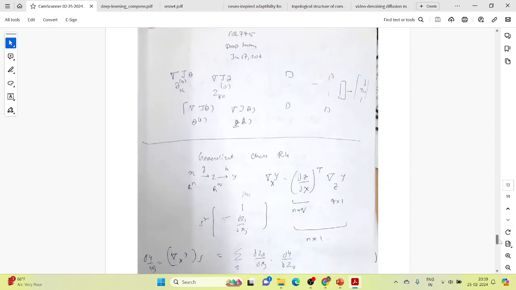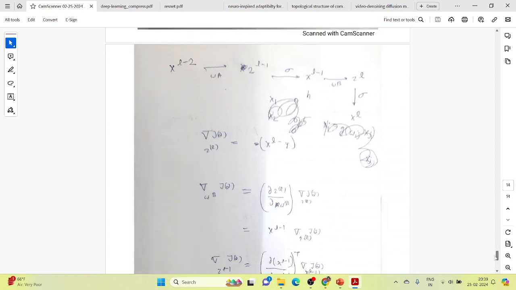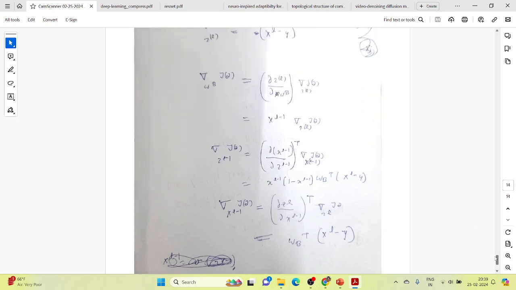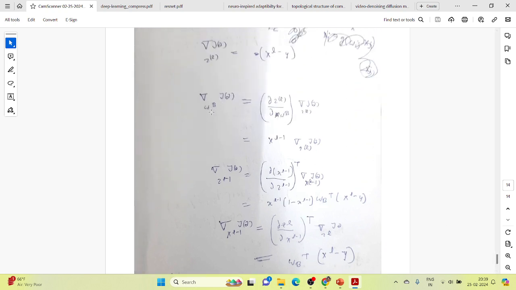Sir, can you share these notes? I will share. XL minus 1, ZL minus 1, the relation is the sigmoid. Taking the derivative of the sigmoid will result in XL minus 1 multiplied by 1 minus XL minus 1. And this one I have used from before, this del J theta with respect to WB.